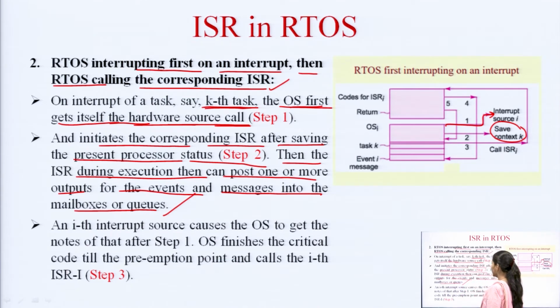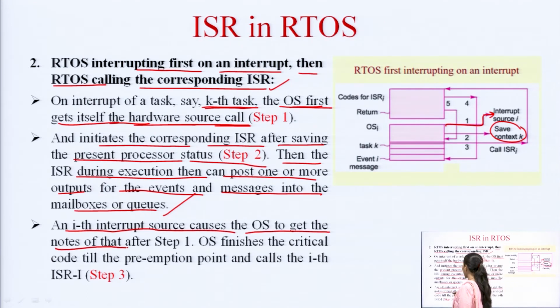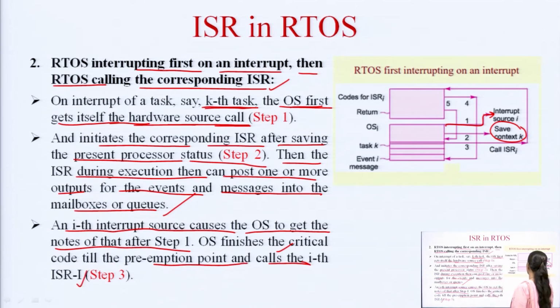Now, an ith interrupt source call causes the operating system to get the nodes of that after step 1. The operating system finishes the critical code till the preemption point and calls the ith ISR, that is ISR I. This is step 3. So, now what will happen?